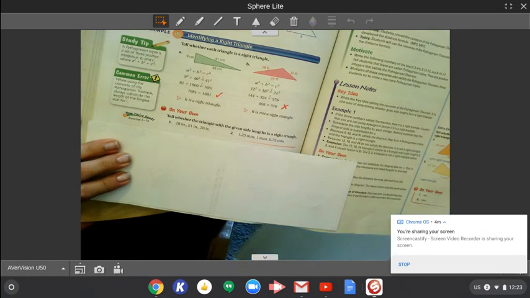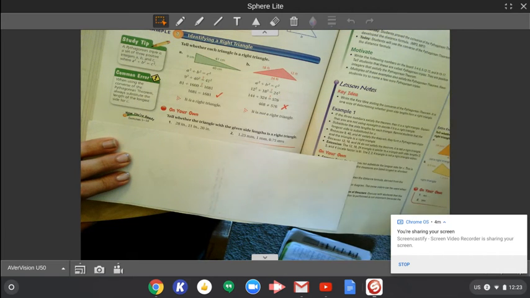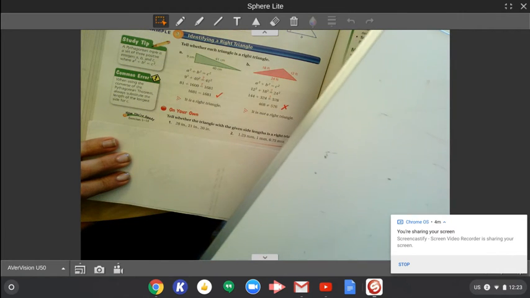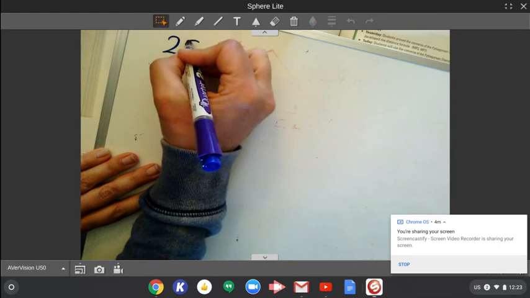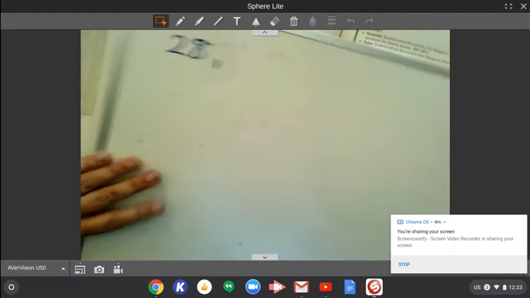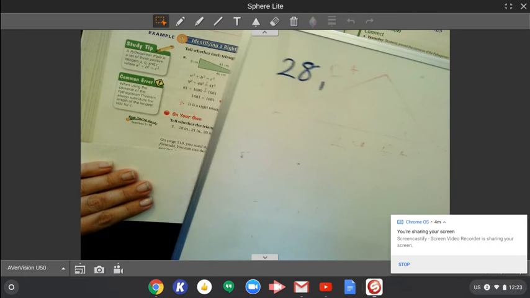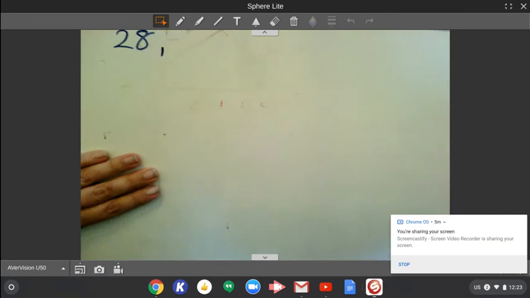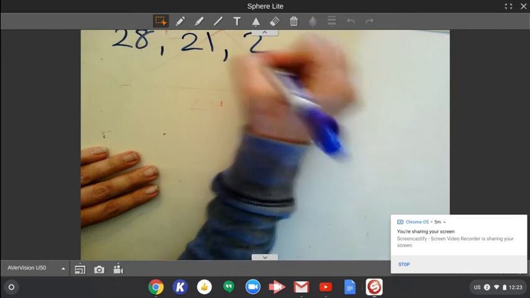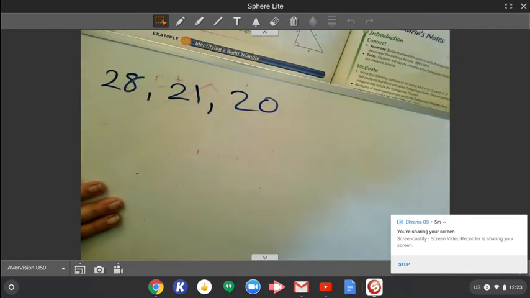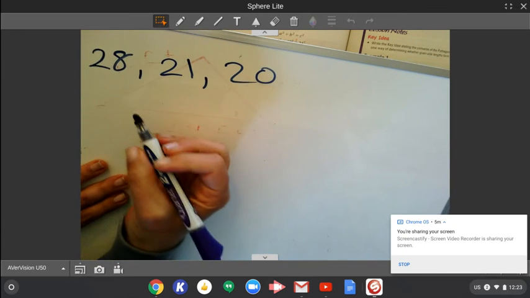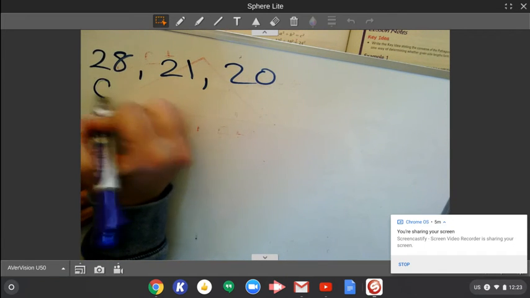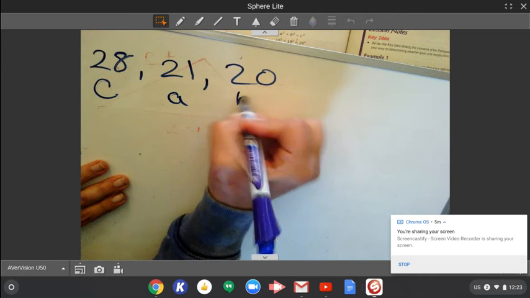The first one is, they just give you A, B, and C. So they say 28, 21, and 20. Now, they don't tell you which is A, B, and C, so you're going to have to decide. They gave you 28, 21 inches, and 20 inches. Okay, so they're going to give you these three numbers. Now, which would you call A? Which would you call B? Which would you call C? C has to be the longest side. A and B do not matter.